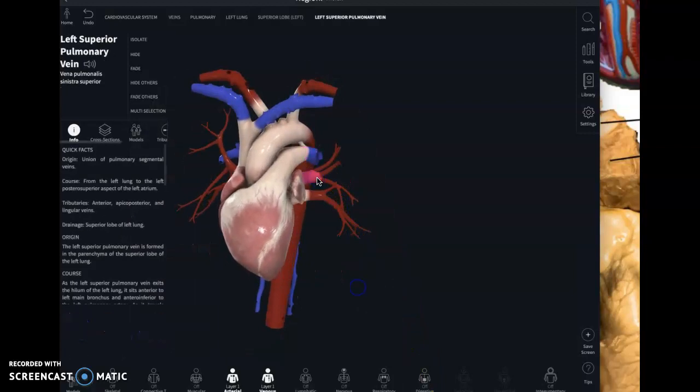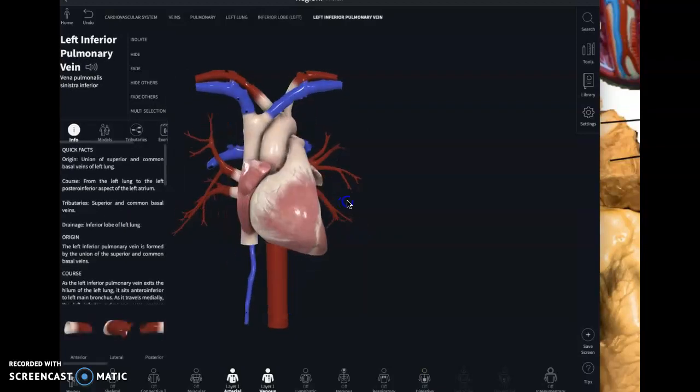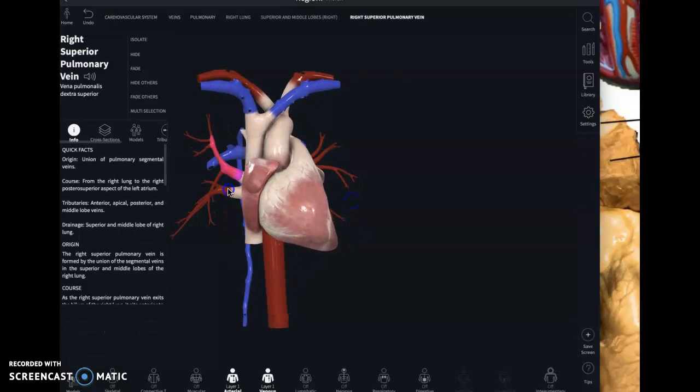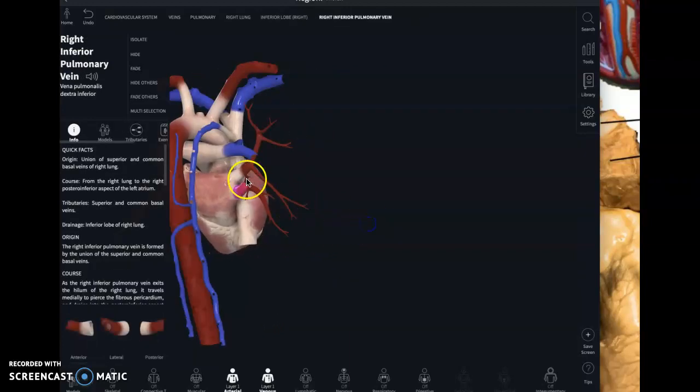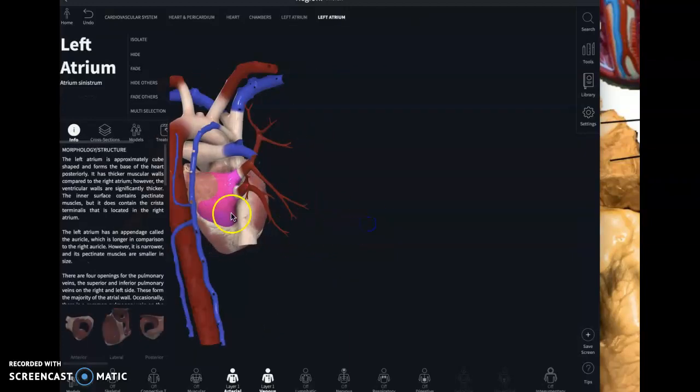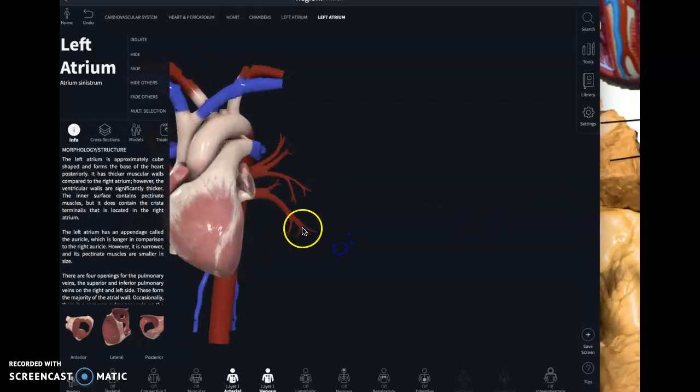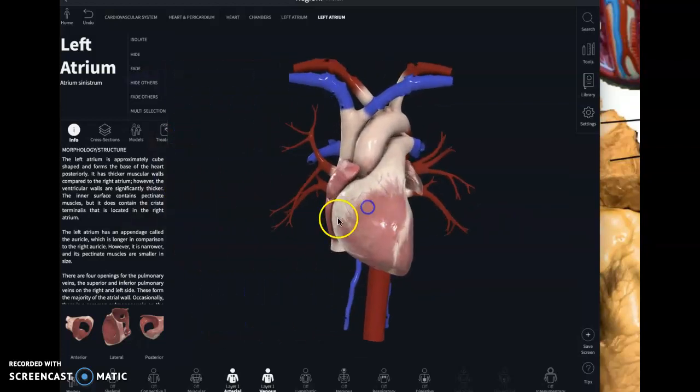Then there's four pulmonary veins. 1, 2, 3, 4. And they sneak around the back here. And they're going to go into the left atrium. And they're taking oxygenated blood to the heart. So they are veins. So what I want you to label.